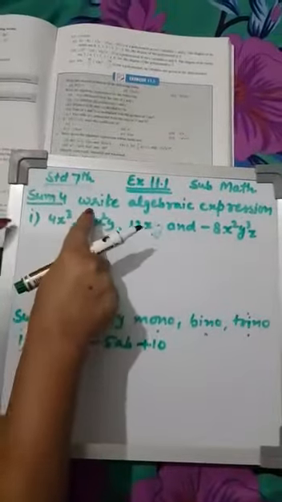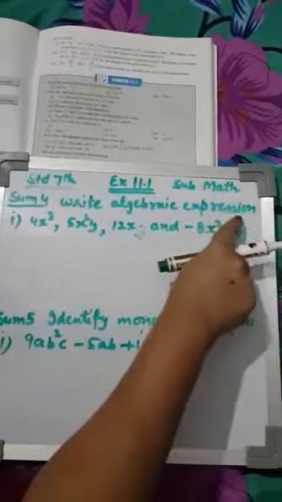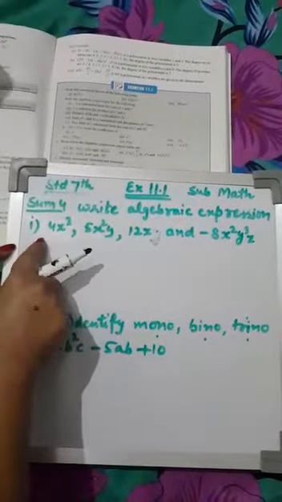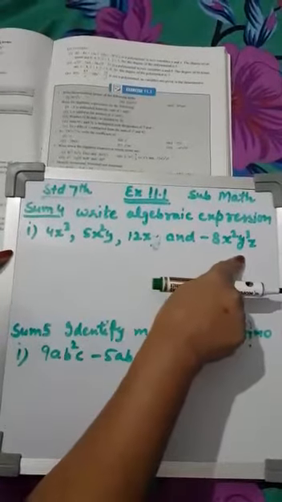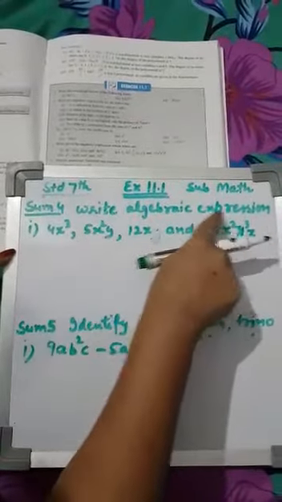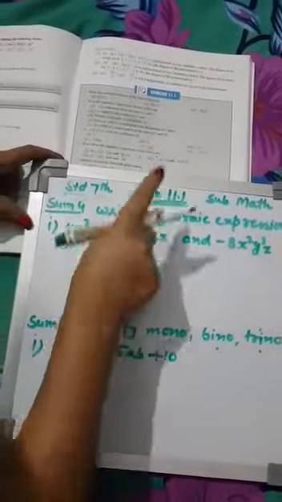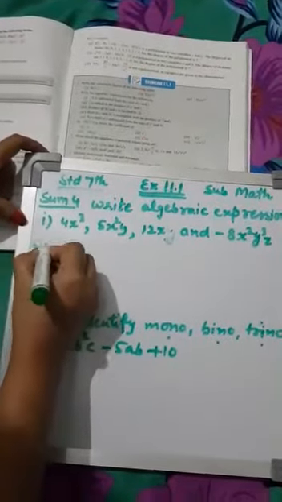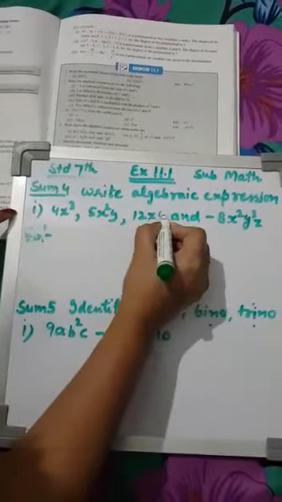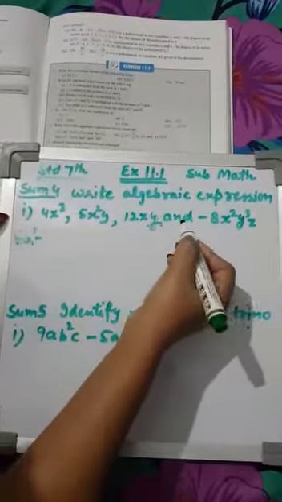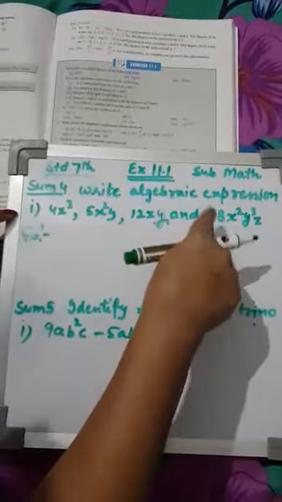So the fourth sum is: write the algebraic expression. Students, you have been given terms only, with a comma sign in between the terms, and you have to write the algebraic expression for this. In the fourth sum, 3 parts are there. It is a simple sum, you simply have to put a plus sign in place of commas. Wherever there are commas you will put a plus sign, and when there is a minus sign you will put a minus sign.